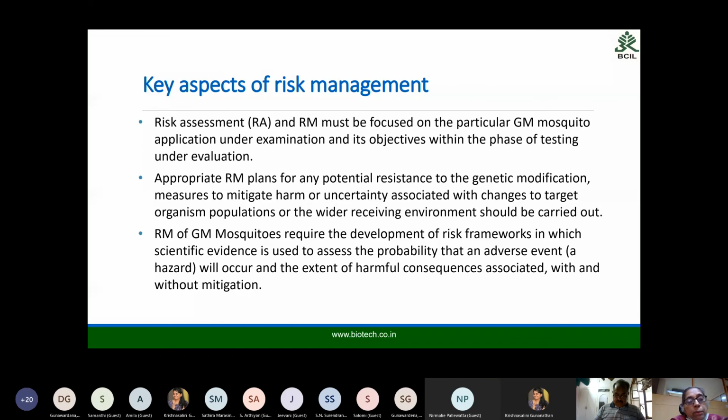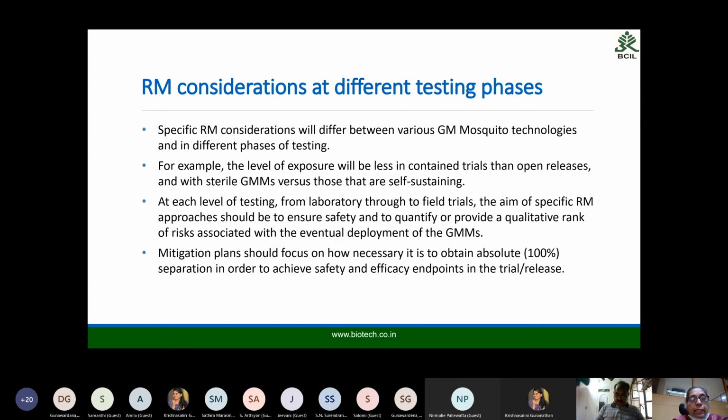Risk management of GM mosquitoes requires the development of risk frameworks in which scientific evidence is used to assess the probability that an adverse event will occur and the extent of harmful consequences associated with and without mitigation, if we have not taken care or if we take care. Now, at different testing phases, as I said, the risk management considerations will vary. And what is the basis? The basis is the exposure levels. The level of exposure is much less in a contained trial than in open releases.